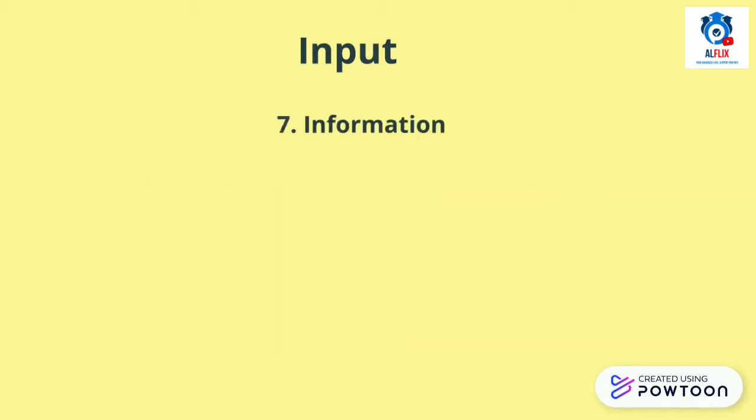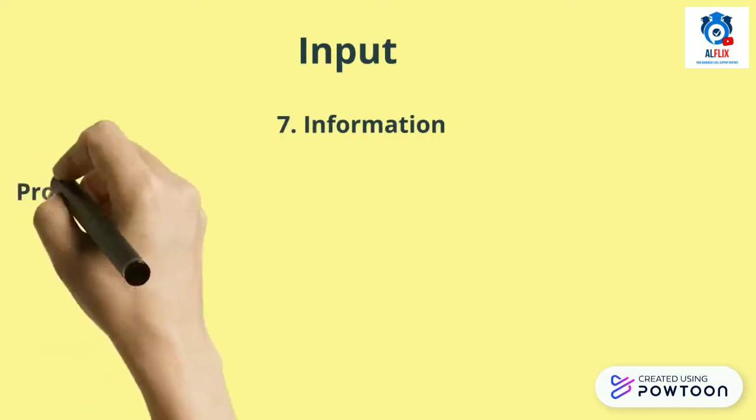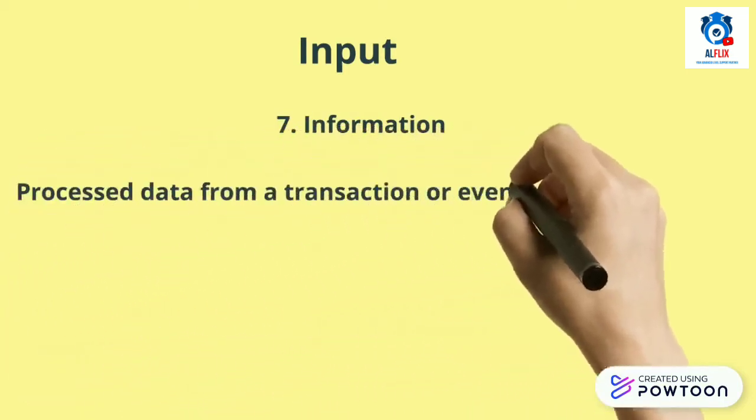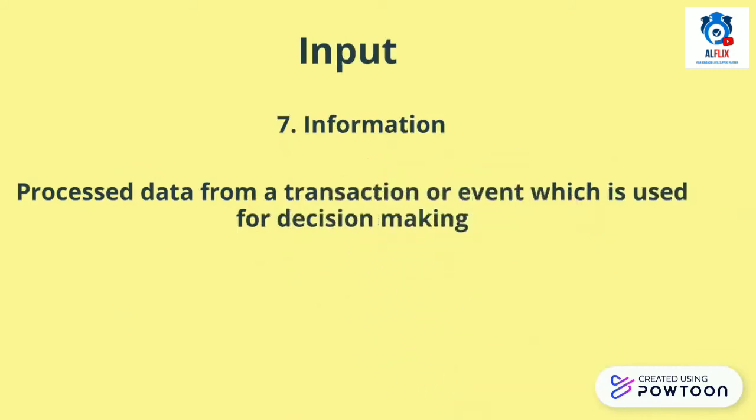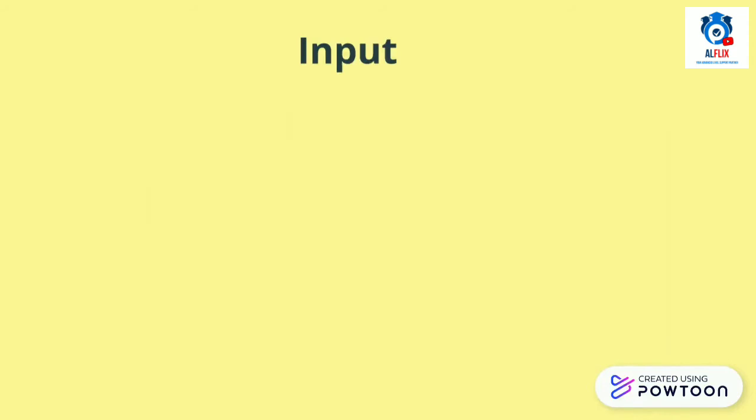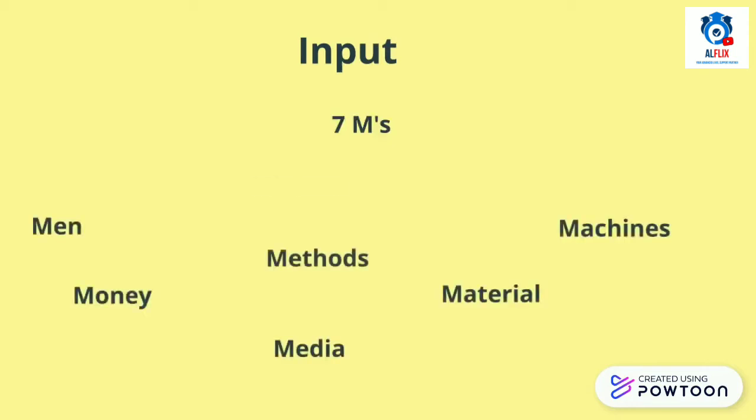The next resource is information. This is the processed data from a transaction or event which is used for decision making, and this information could also be obtained from external sources. Now these seven items that we talked about could also be presented as seven M's: men, money, media, materials, machines, methods, and minutes. Now let's move on to the process part.